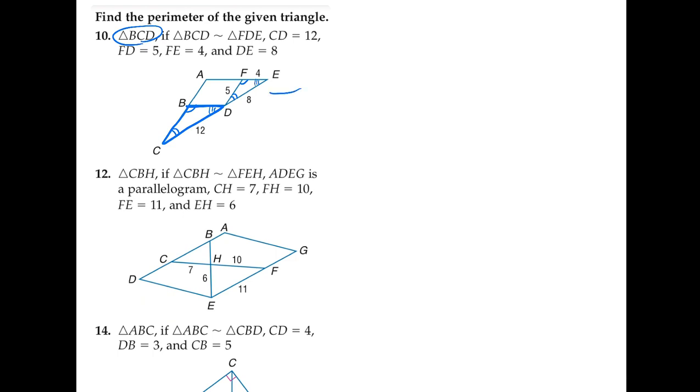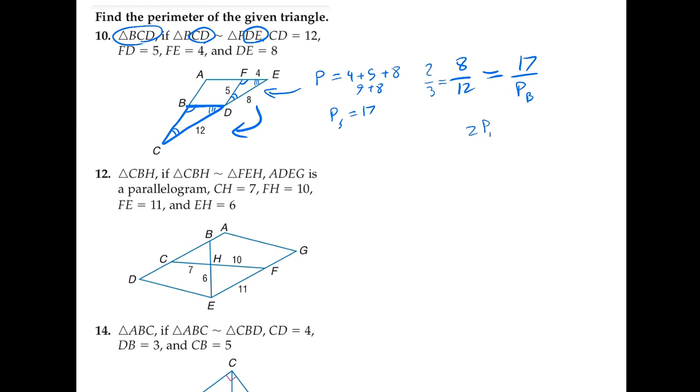So I know that the perimeter of the top one is 4 plus 5 plus 8, right? That's 9 plus 8, that's 17. So that's the perimeter of the small one, okay? And then I know that side DE matches with side CD, so the ratio 8 to 12 is the same as the ratio of the perimeters, small perimeter to big perimeter. I could reduce this on the left by 4 on top and bottom, and I get 2/3. So cross multiplying, I get 2 times the big perimeter equals 3 times 17, which is 51. And so the perimeter of the big one is 51 halves, or 25.5.